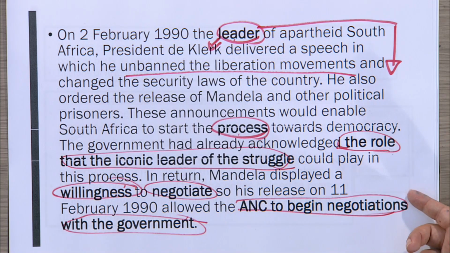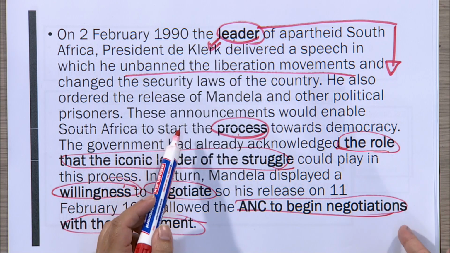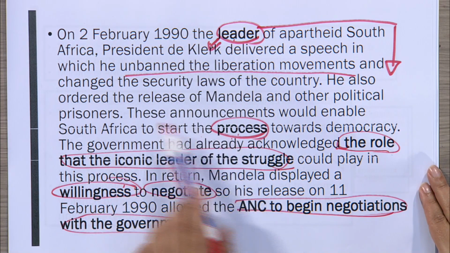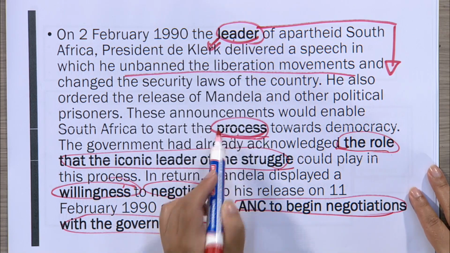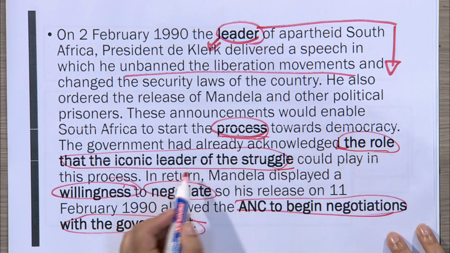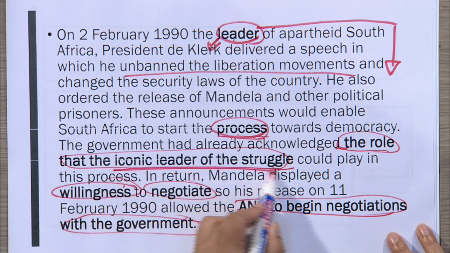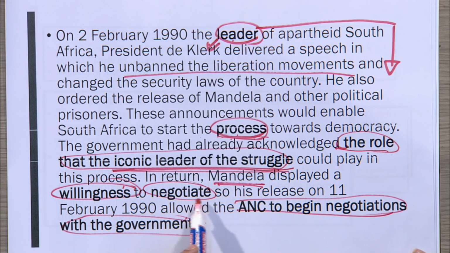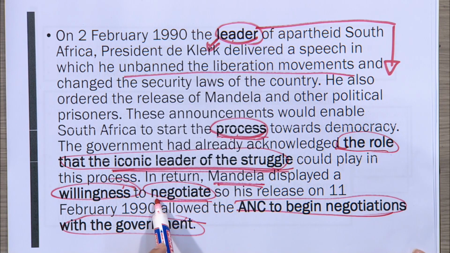I go on. He announces that they're going to release Mandela. I start speaking about the fact that this can bring about a process towards democracy as they start negotiations. You'll notice that I bring in the idea of a leader again. I point out that I understand that Mandela is an iconic leader of the struggle. Then I continue to say that Mandela as a leader understands the importance of negotiations.